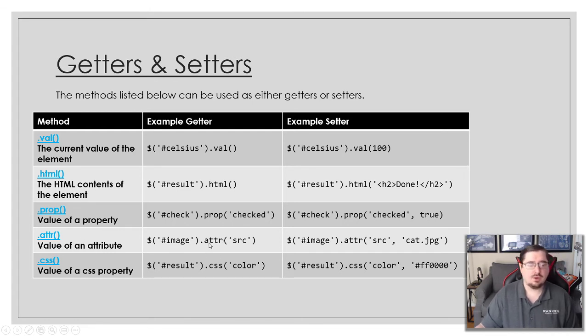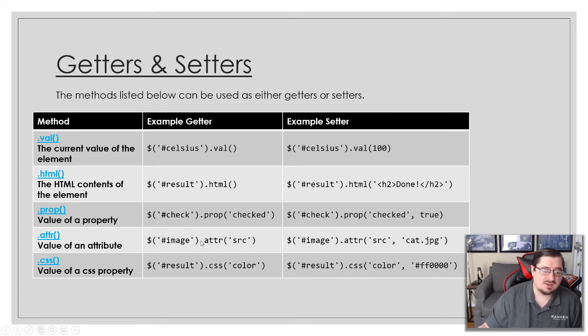Next up is attr, attribute. Attributes and properties are very similar, but there are some slight nuances to how they work. So do read the documentation on that to get an idea of which one you should use. In general, if it's a Boolean attribute, you should definitely use prop. If it's not a Boolean attribute, then attr may be a better pick.